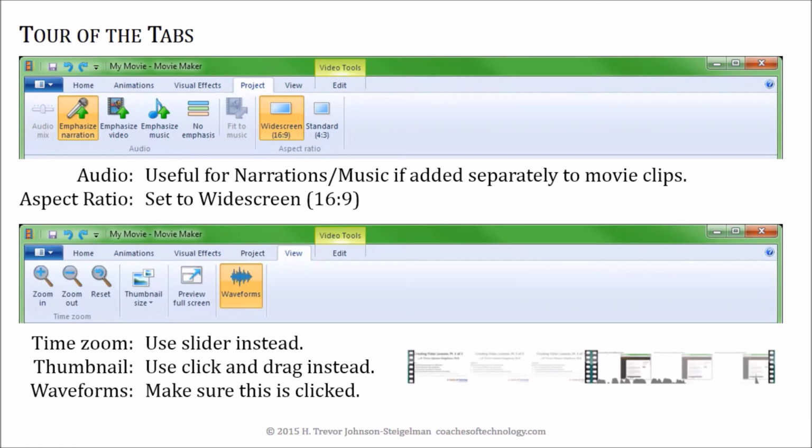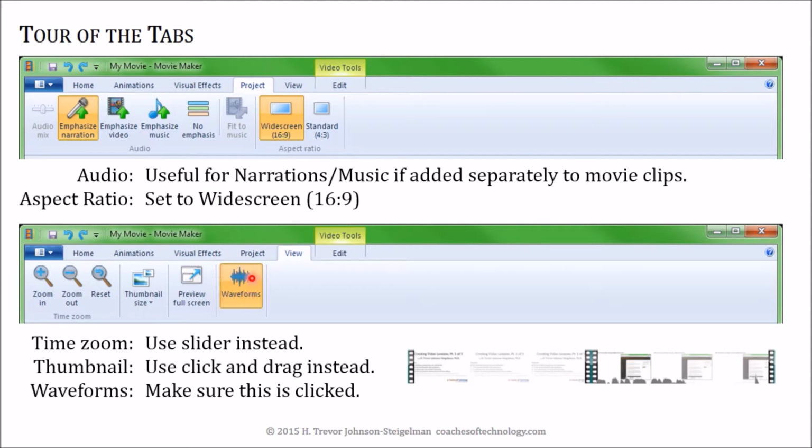The View tab allows you to adjust your view, of course. You can zoom in or out and so on. You can adjust the thumbnail size. You can fit your preview to full screen. I really don't use these things in this tab. There are sliders and things in the main window that I'll show you in a moment. But I do make sure that this is clicked.